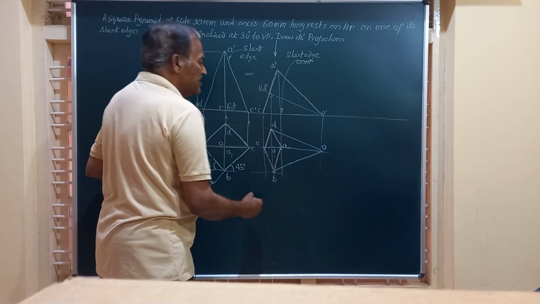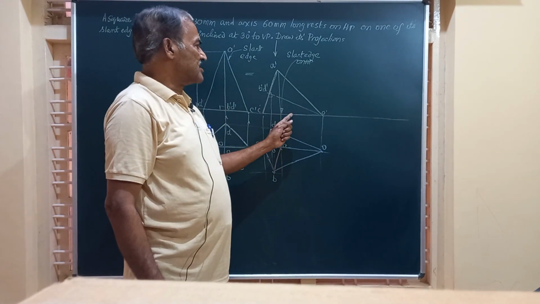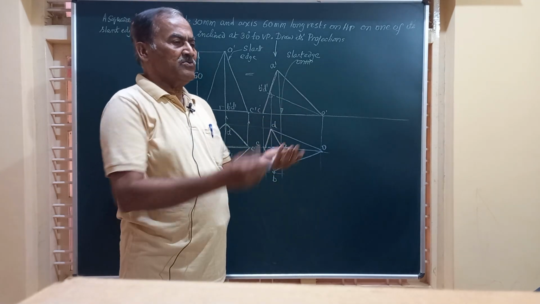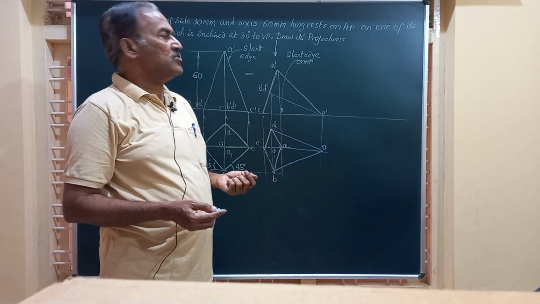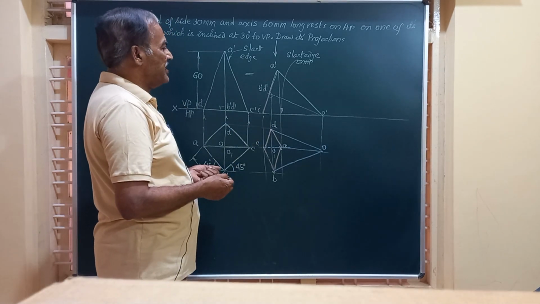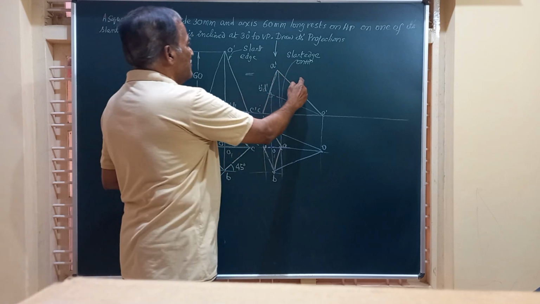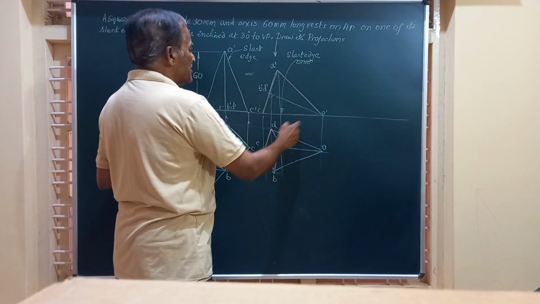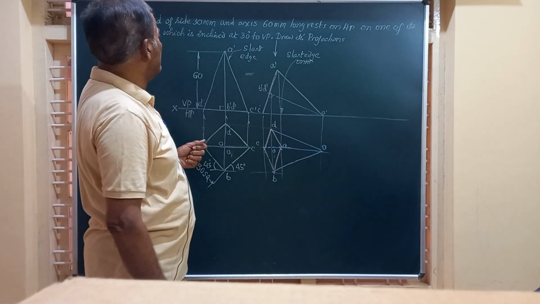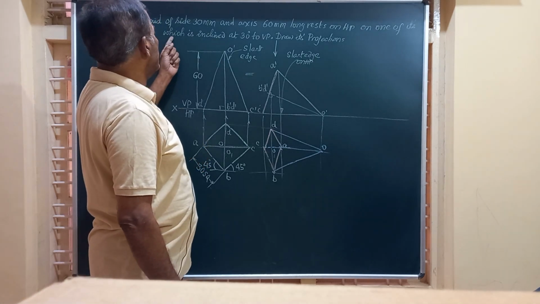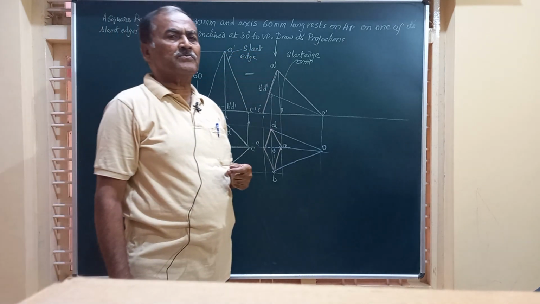Friends, here you can see this is how the pyramid looks when it is resting on a slant edge on HP, with the sides connecting that equally inclined to the horizontal plane. Now friends, we have got the front view and top view when it is resting on the slant edge on HP. Finally friends, the slant edge is inclined at an angle of 30 degrees to VP.